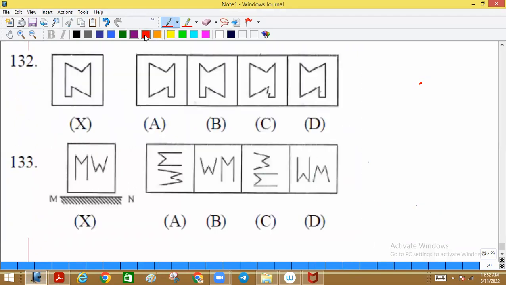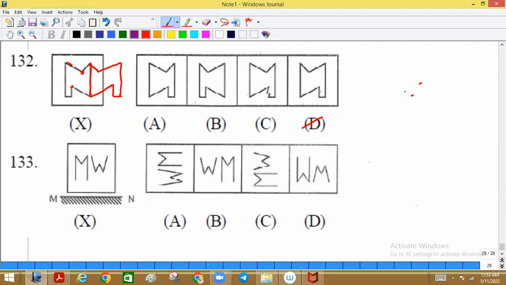Yes, 132. B. See, in 132, imagine this line itself as a mirror. Once you imagine this point and this point and this point, you check it out. So this you will get like this. Yes or no? So this one and this one will be same, and you move away. So here also you move away. Similarly here also you move away, come to the bottom. Again you draw a line and try to connect it. Same. So D is the answer.